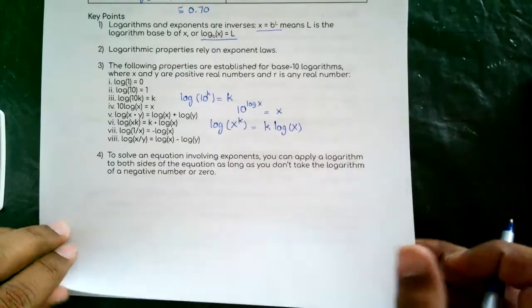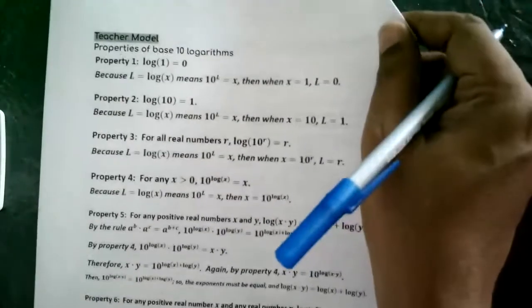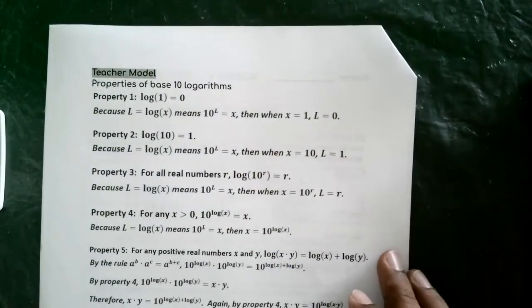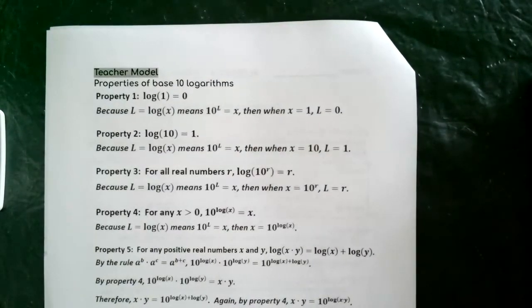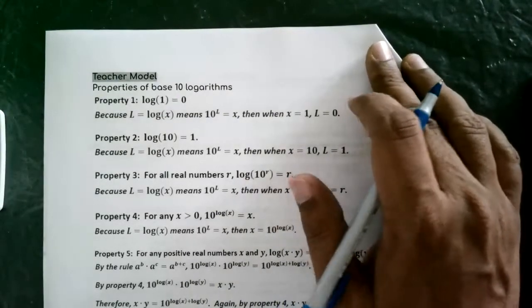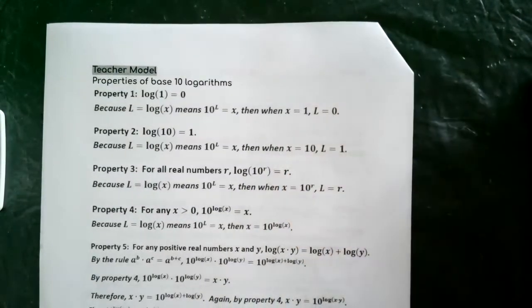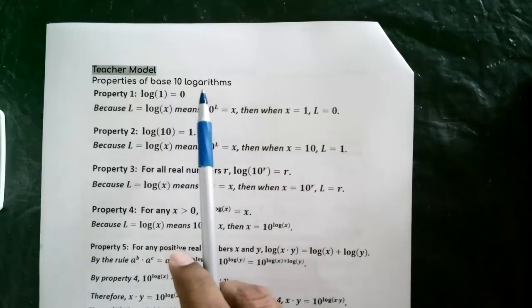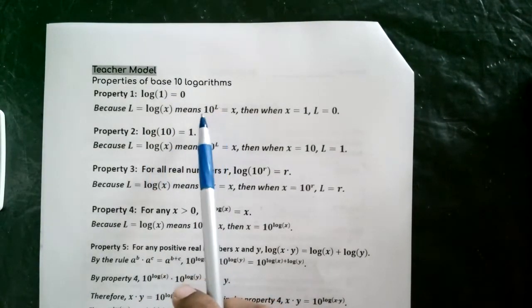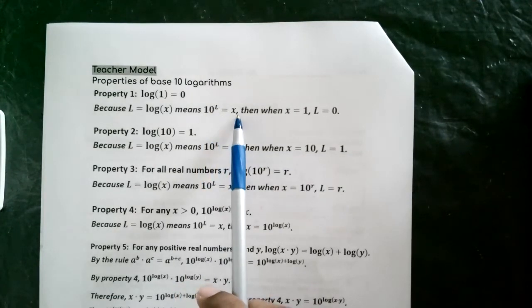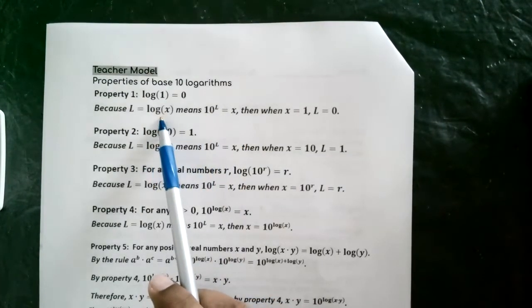Okay, so now with key points discussed already, let's look at these properties yet again as part of the teacher model. So properties of base 10 logarithms. Here it's the same stuff except that we don't have those mistakes for exponents. Log of 1 is 0. Log of x equals L means 10 with an exponent L is going to be x. So basically here we have base 10, but it doesn't show because it's a common logarithm.